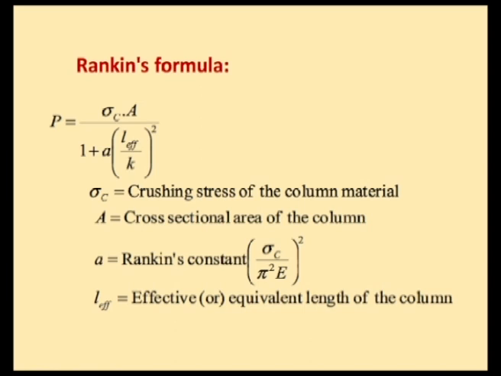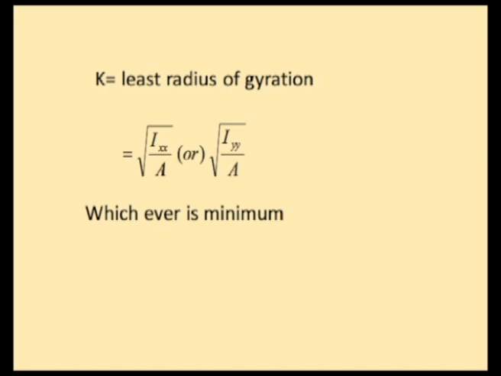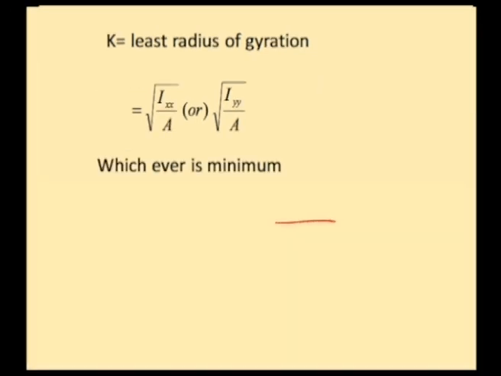One more factor left out in this formula is L effective by k. k is the least radius of gyration. So, what is radius of gyration? That is more important. We know what moment of inertia is. Say we take a rectangle. For a rectangle, the moment of inertia I x x equals b d cube by 12. Similarly, I y y will be equal to d b cube by 12.